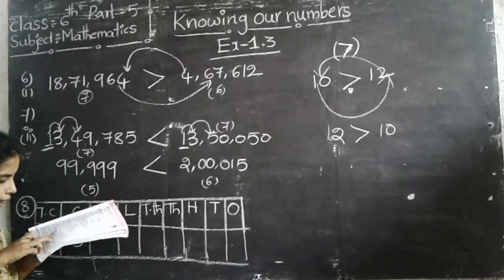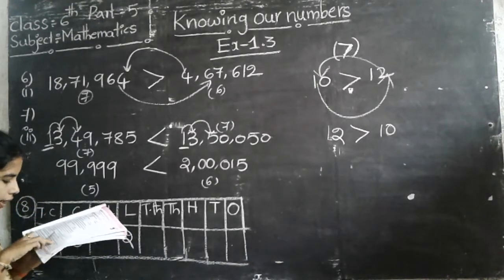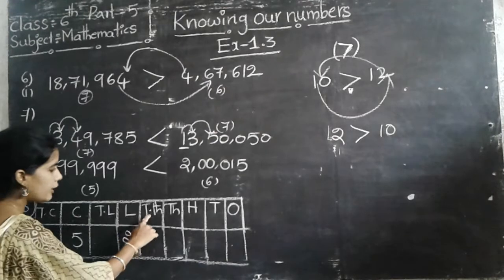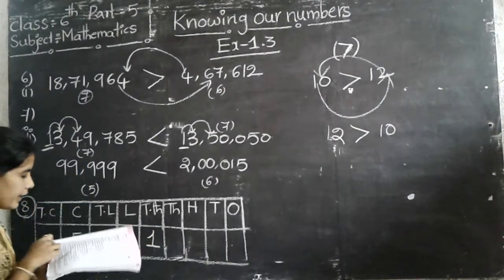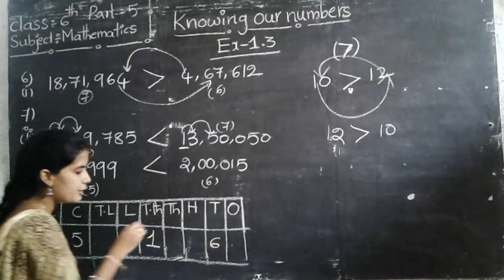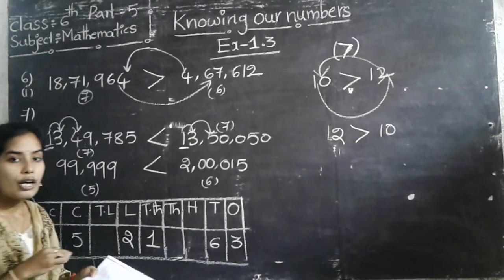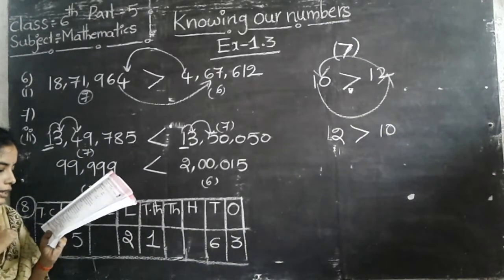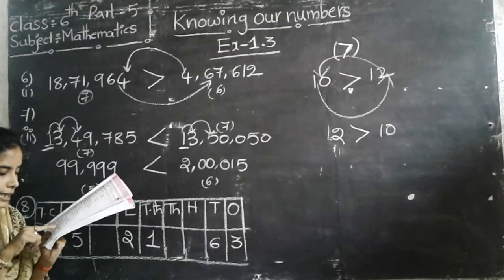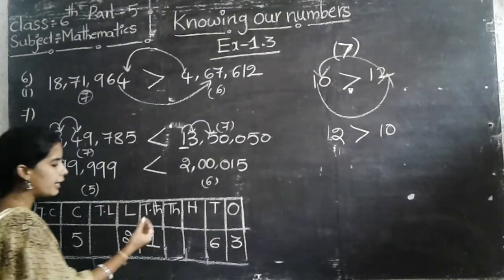Then 2 in the lakh place, 2 in lakhs. Next 1 in the 10,000 place, 1. Next 6 in the tens place. Next 3 in the ones place. They have given the hint rules, and then in the brackets they have given: keep any digits in the remaining places. In the remaining places, we have to write any digits.